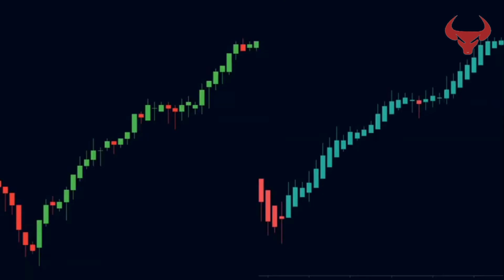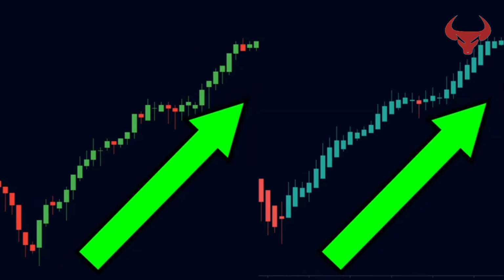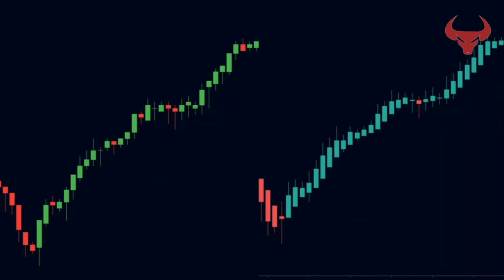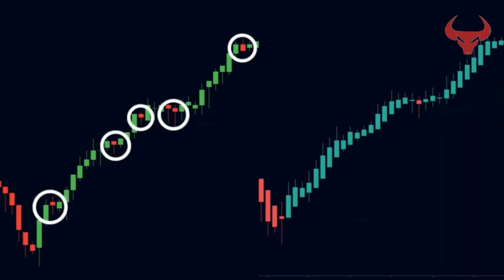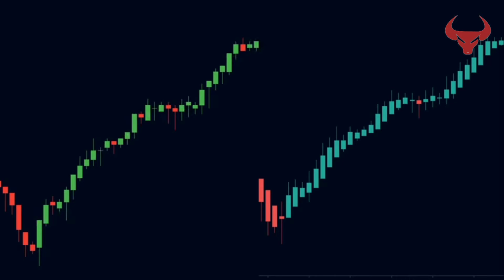Look at this chart. Here on the left side, we have the normal candlestick chart. And on the right side we have the same chart on Heikin-Ashi candles. The price makes a very strong up move in this chart. But on the candlestick chart, we see several red candles in the up move, while on the Heikin-Ashi chart, we see only one red candle.